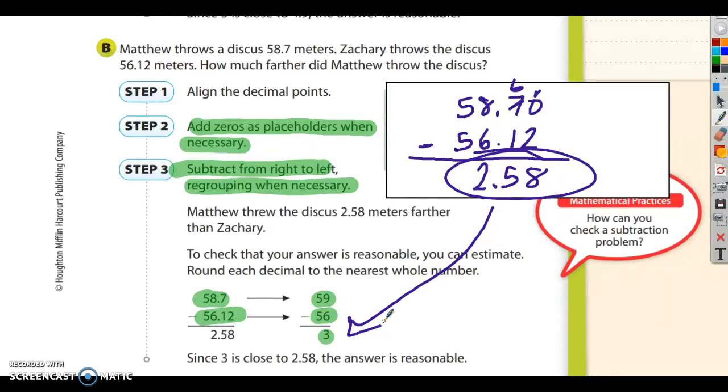Okay, that's all for this page. You review how to do it. Now you can go on to page 116 and practice both adding and subtracting decimals.